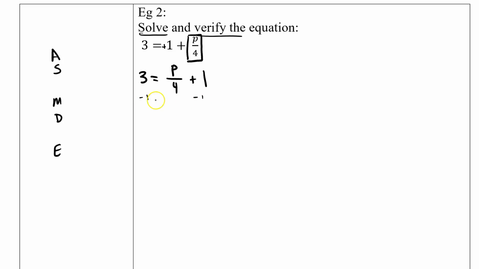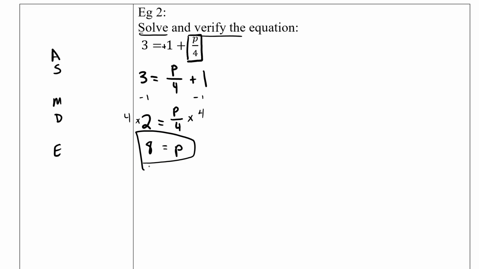Remember, this is an intermediary step that you don't need soon, just for right now. 3 minus 1 is going to be 2, equaling p over 4, because plus 1 minus 1 cancels out. Or it adds to 0, the sum is 0. So this right here is an equation that you have seen before. There's only 1 step left, and p is divided by 4, so we're going to multiply this side by 4, then we're going to multiply this side by 4. P times 4 divided by 4 is simply going to be p. 4 times 2 is 8, and p equals 8.